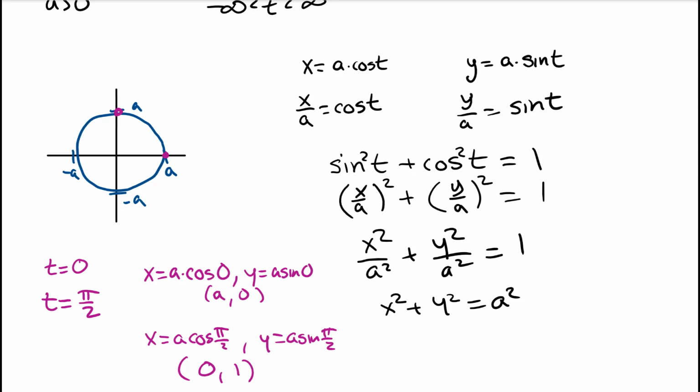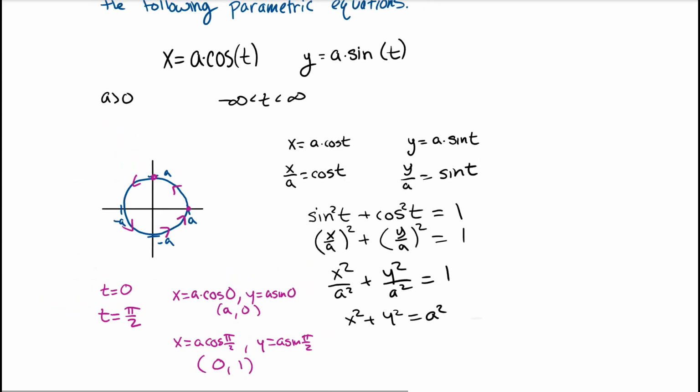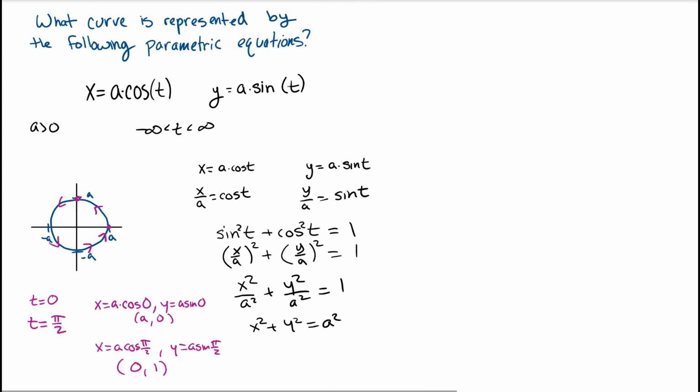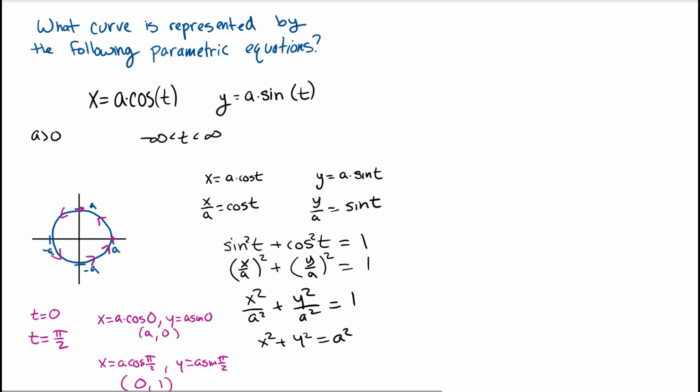And you see how it doesn't really matter? It doesn't actually matter if we go from negative infinity to infinity, because it's just a circle. So there we go. When you see parametric equations and you've got sines and cosines, why don't we set that up? Why don't we put it into the idea of sine squared plus cosine squared equals 1?